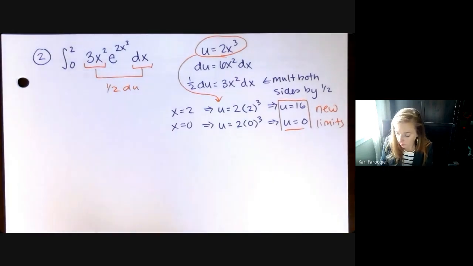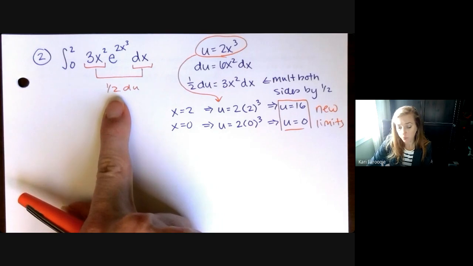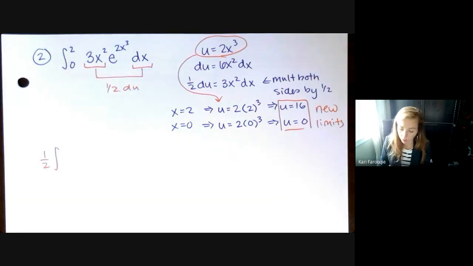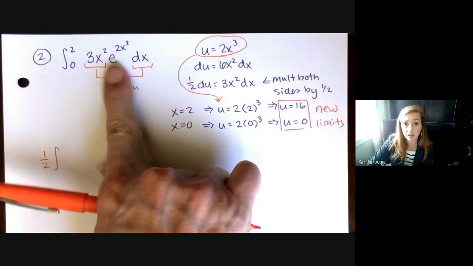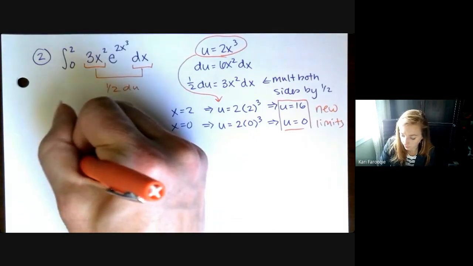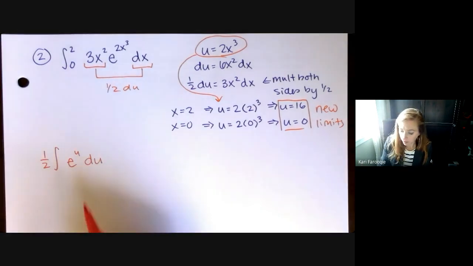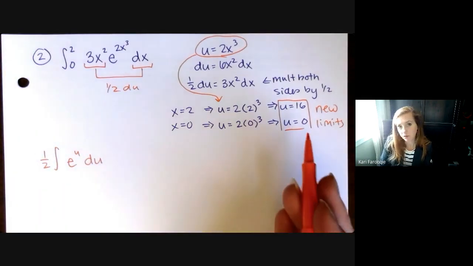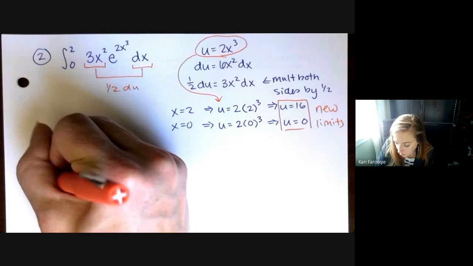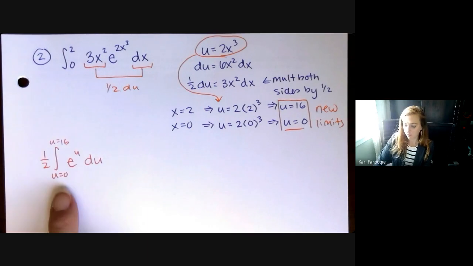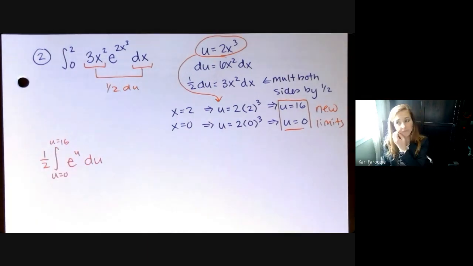Let's go ahead and rewrite it. So we already said that 1/2 du was 3x squared dx. So I'm going to write the 1/2 out front. The du can go inside the integral, and then I have e to the u inside the integral. So this is 1/2 times the integral of e to the u du, and now I'm going to put those u limits in there. If they're all in the same variable, I'm not too concerned about putting a u equals, but it couldn't hurt. So if it could possibly help, which it could, put them on there. U goes from 0 to 16. Okay, so this is that method where we're changing the limit of integration.